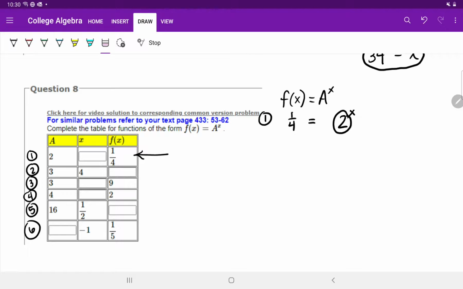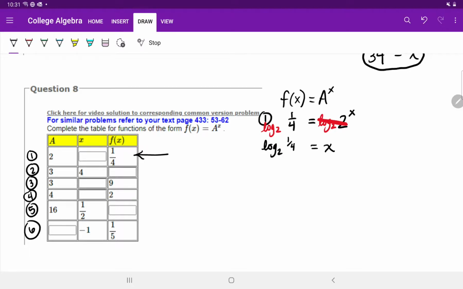Well, the opposite of an exponential is a logarithm. So what we would need to do is take log base 2 of both sides. And that's how you get these two things to cancel, leaving you simply with an x on the right-hand side. And on the left-hand side, you have log base 2 of 1/4.